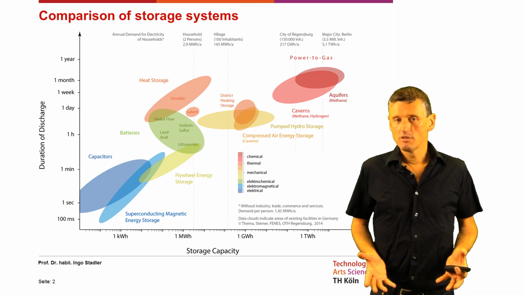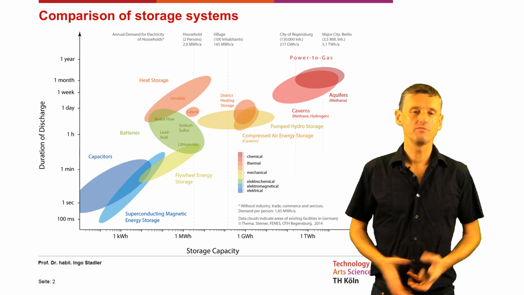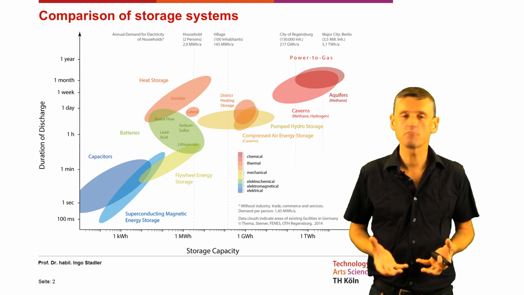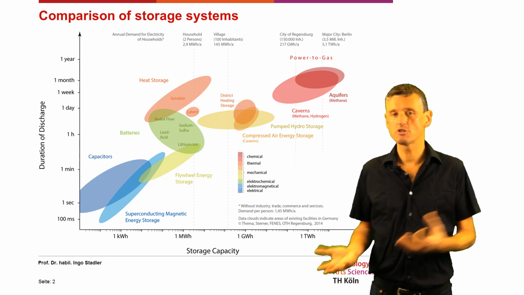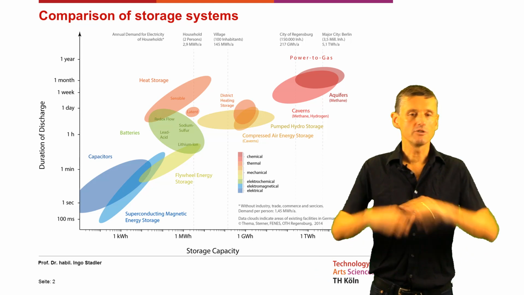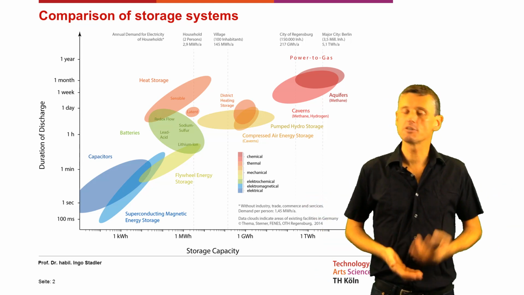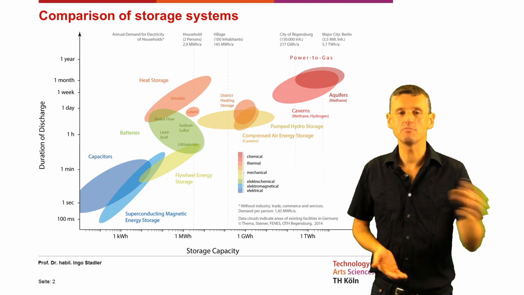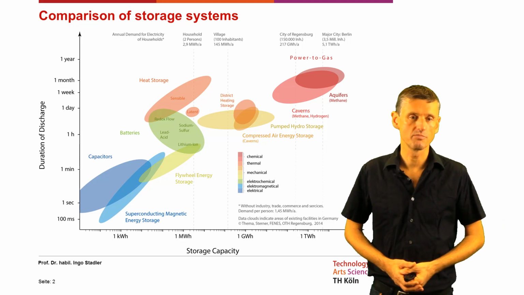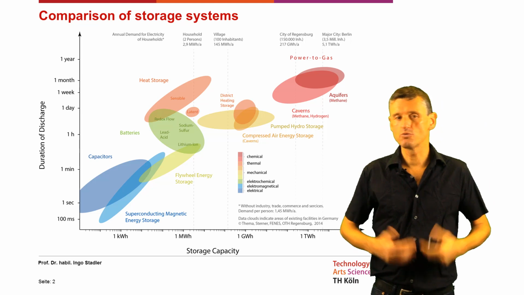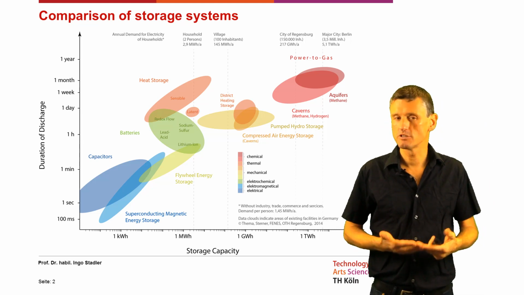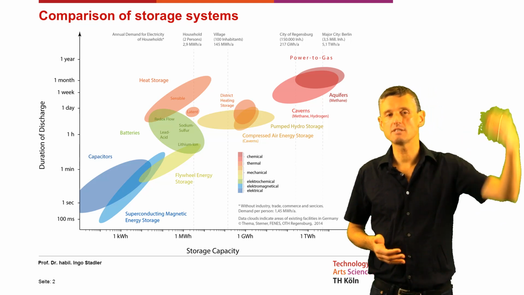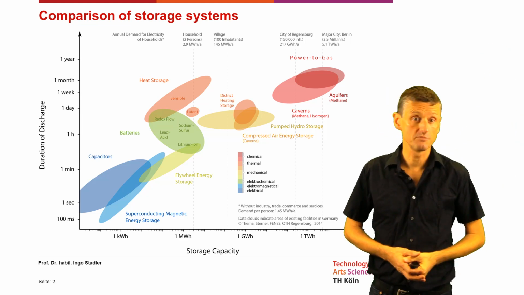In that diagram, known as the Ragone diagram, we see many different energy storages, and these diagrams are typically used to explain for which application which storages are used. On the horizontal axis we have typical storage capacities of stores, starting from a few watt hours to kilowatt, megawatt hours up to terawatt hours. On the vertical axis we have the duration of discharge, starting in milliseconds and again on a logarithmic scale, reaching over minutes, hours, days, weeks, months up to years.